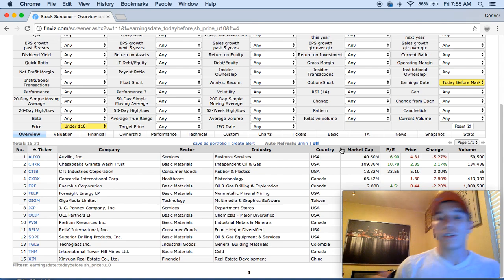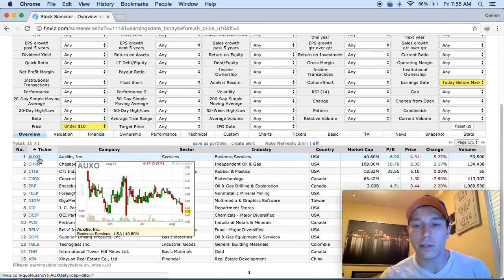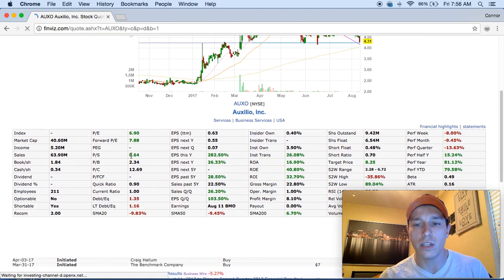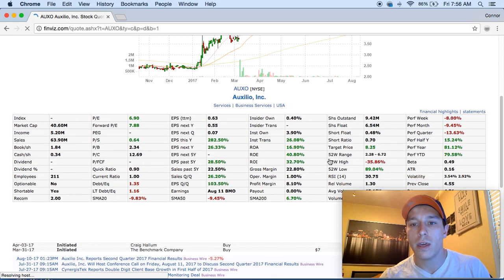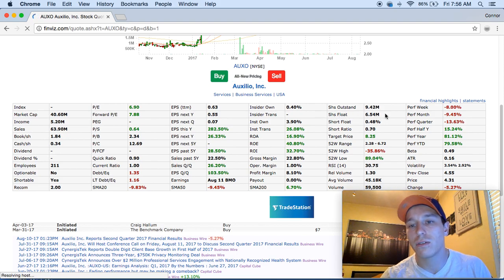Now from here, obviously you know the trick. You can go ahead and click on any one of these given stocks, and you can see all the information on them. From here, you'll be able to see the short float. Short float is only 6.54 million. The share float is 6, you could just call it 7 million, with a short float interest of only 0.48%.